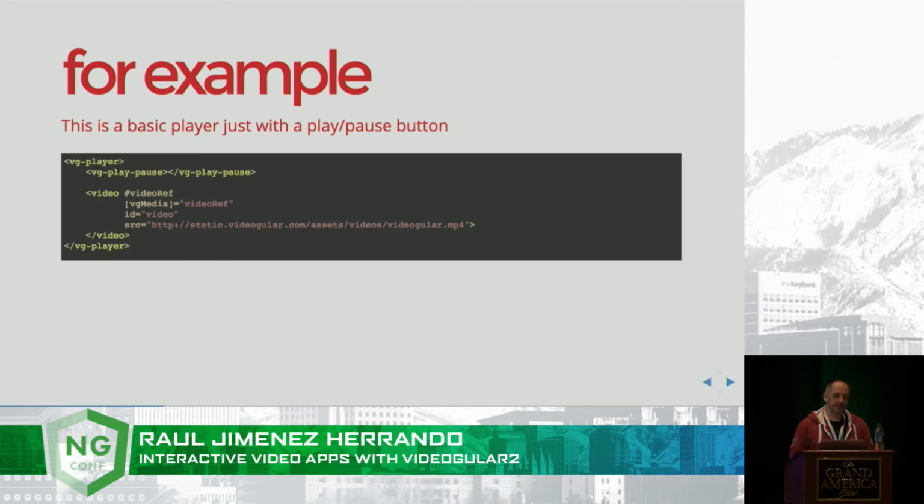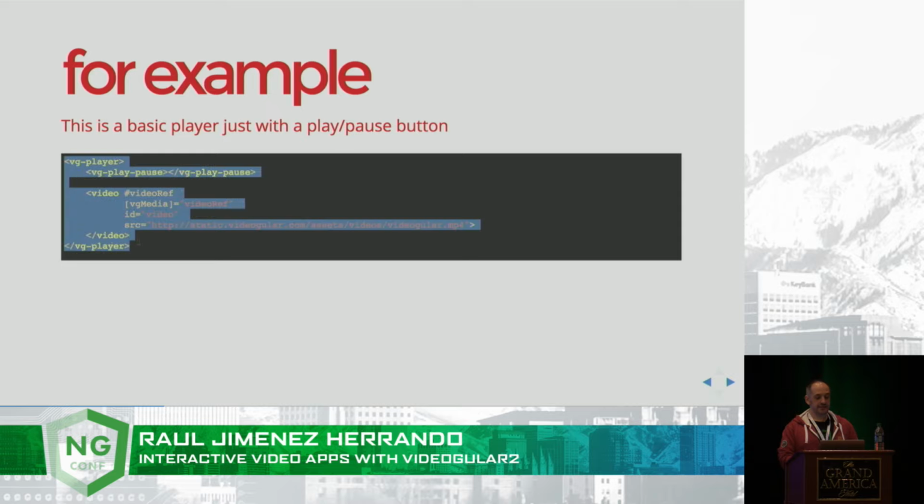So for example, we have this basic video player, where we have just the player, a play/pause button, and then the video. This is the VG media, which is an attribute, a directive that you attach to the video element. And that's it. If you do this, you can just have your video player ready to use.